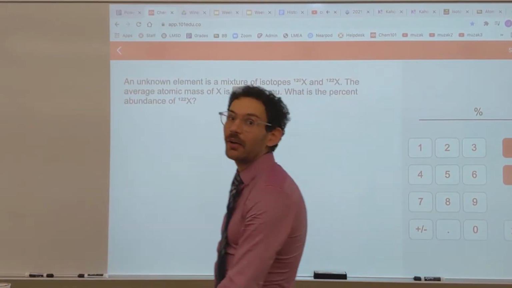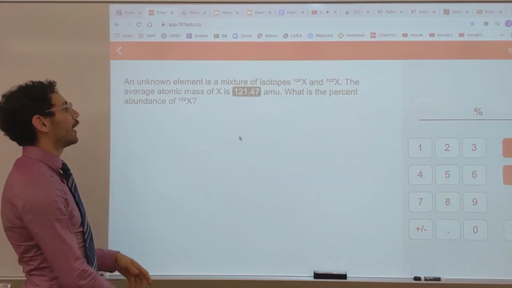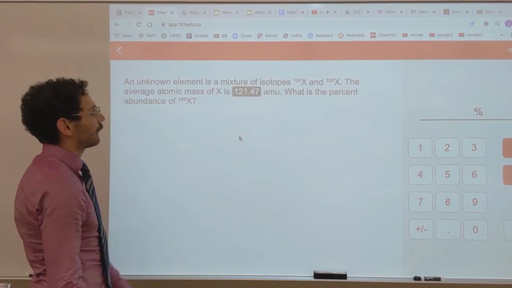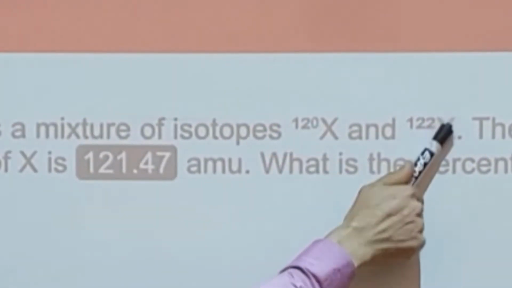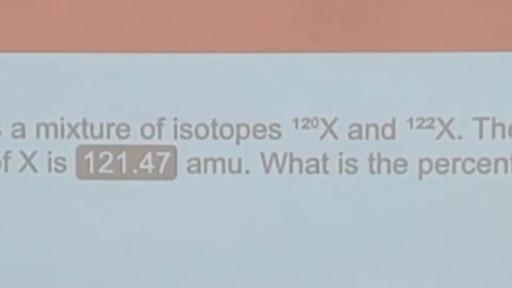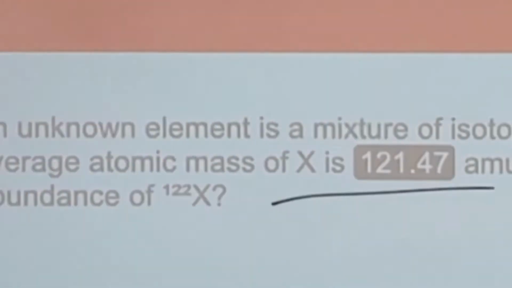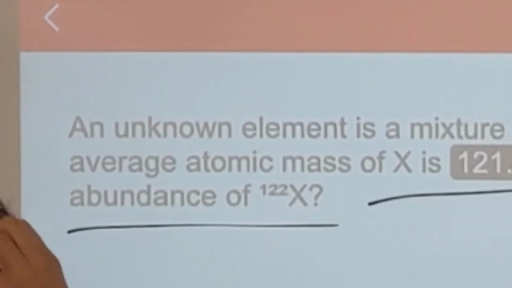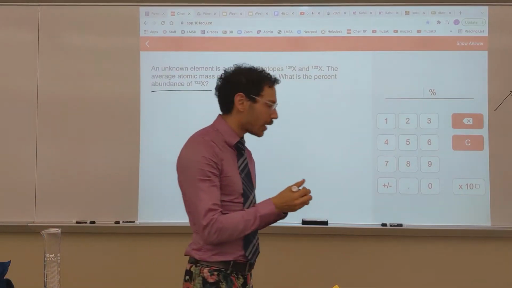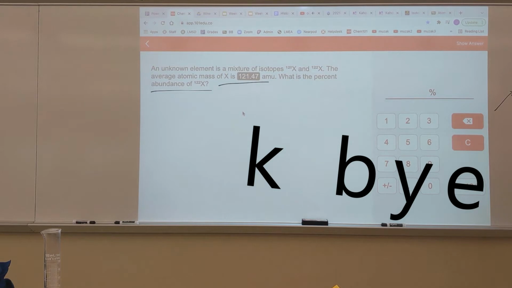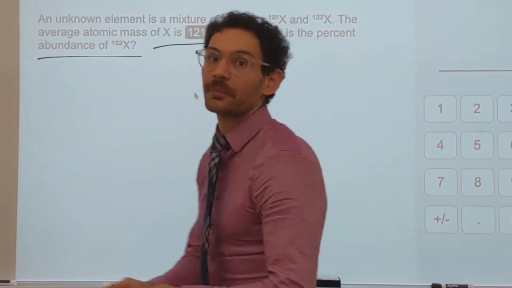Yo dudes, a number of people have asked me about how to solve a problem like this, where we are told, hey, a mixture of two isotopes has an average atomic mass of blah. What is the percent abundance of blah? Well, I want to walk you through how to attack a problem like this right about now.